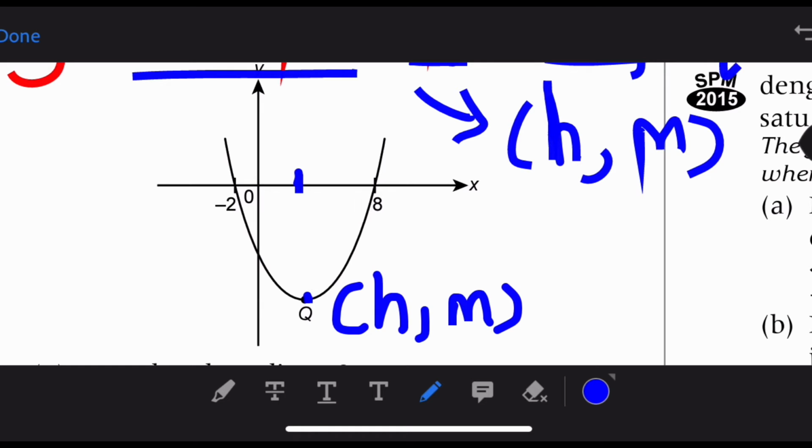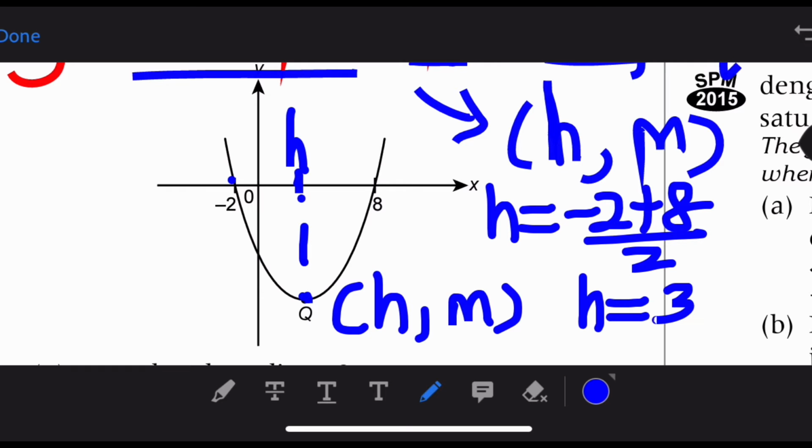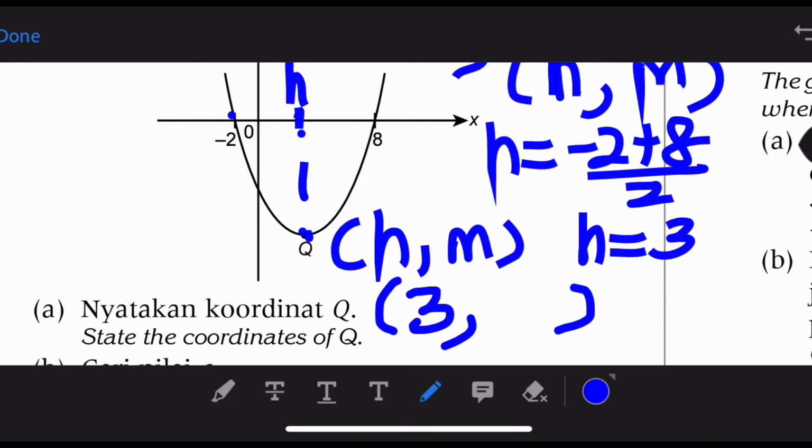So we can find the midpoint because this is h. So h is negative 2 plus 8 over 2, right? So h is 6 over 2, which is 3. So we can say that h is 3. And then m is actually this value.